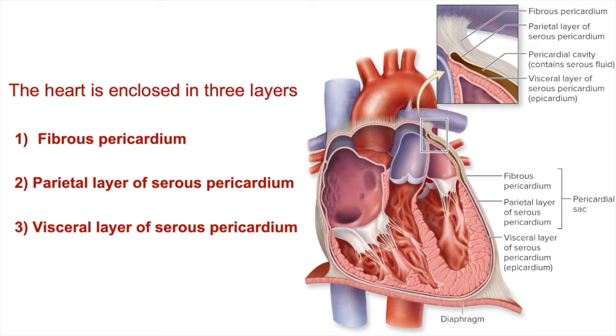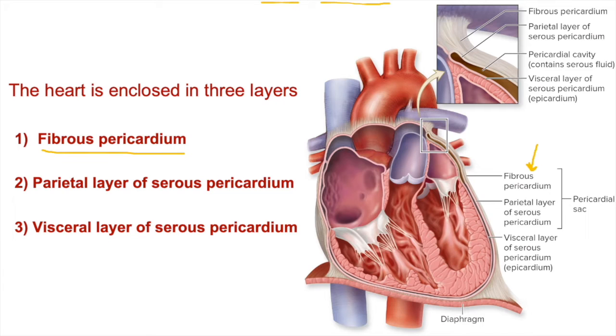So we'll start with the outer layer, the fibrous pericardium. I should mention here that we call it the pericardium, peri meaning around, cardia, heart. So around the heart, which is where these layers are found. So the fibrous pericardium encloses the heart. That's that whitish fibrous layer shown here.